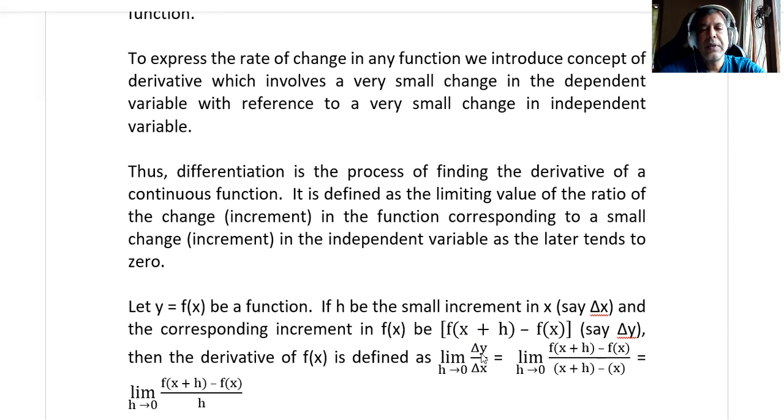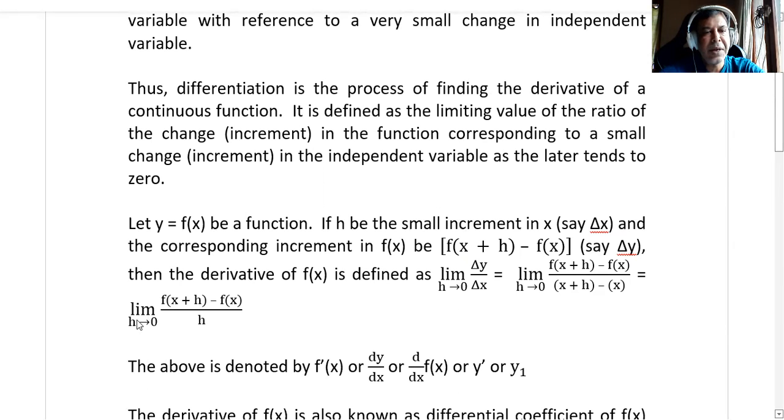Okay. Now this can be further modified as limit h tends to 0, f of x plus h minus f of x, because that is your delta y, divided by x plus h minus x. So in the denominator, this x and x get cancelled and you will be left with the limit h tends to 0, f of x plus h minus f of x divided by h.